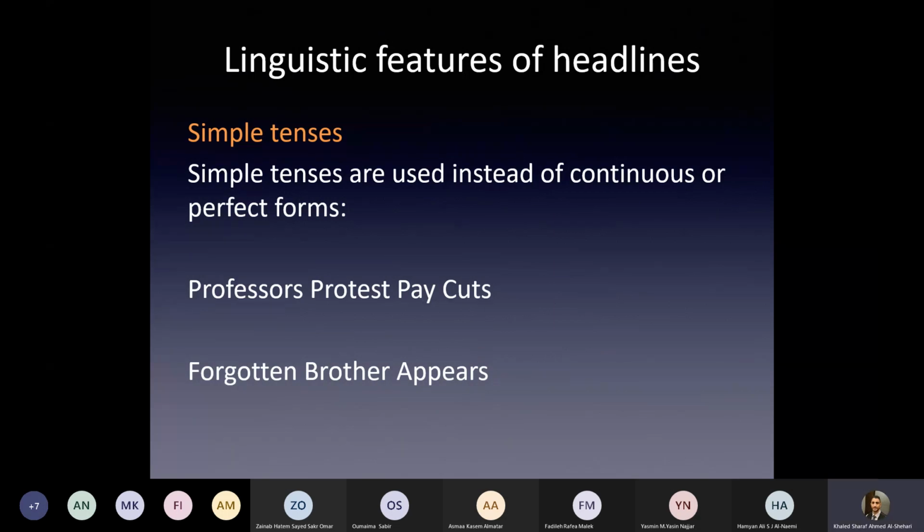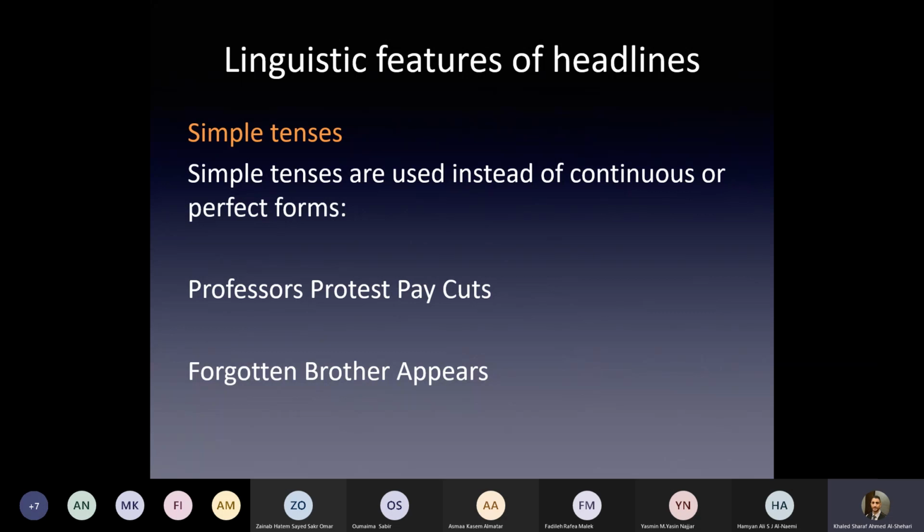Protest, yes, protest. Professors protest pay cuts. يحتجون على قطعيات الرواتب أو خصومات الرواتب أو الخصميات. لاحظوا they used protest here, the verb in the simple present, so they used the simple tense.